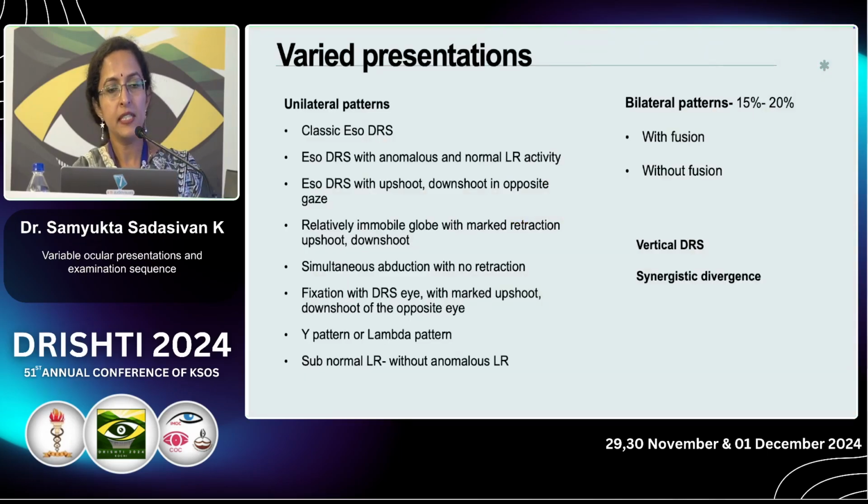Now, these are the different presentations. We might not have seen all these types in routine clinical practice. It can be a unilateral DRS or a bilateral DRS. The classic is the ESO-DRS. ESO-DRS with anomalous and normal LR activity. ESO-DRS with overshoots in opposite gaze, relatively immobile globe, simultaneous abduction with no retraction, fixation with the DRS eye with overshoots in the opposite eye, Y pattern, lambda pattern, subnormal LR without anomalous LR. Bilateral patterns are seen in 15% to 20% of DRS cases. They can have fusion, or may not have fusion also. Rare varieties include vertical DRS and synergistic divergence as well.